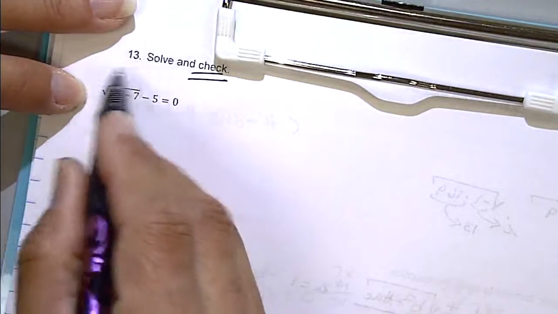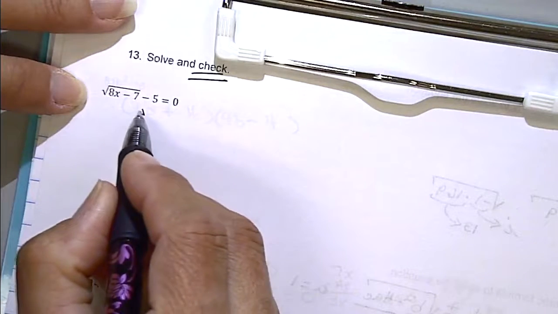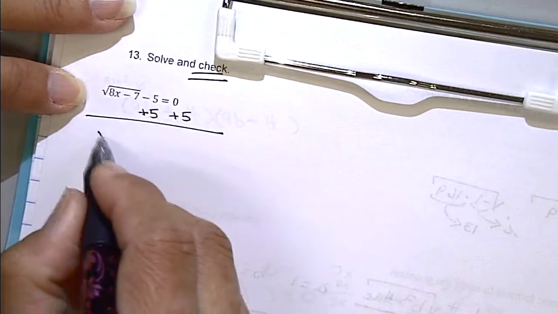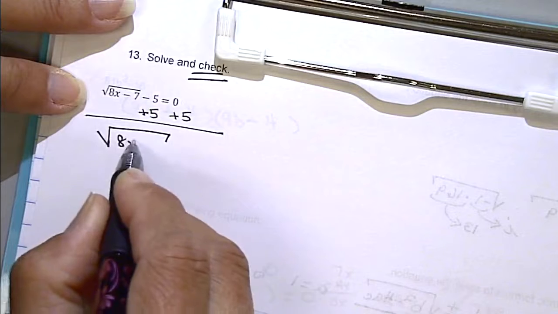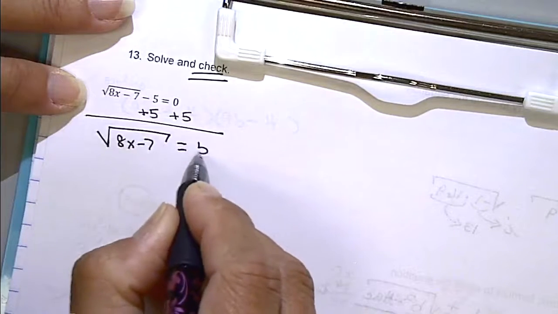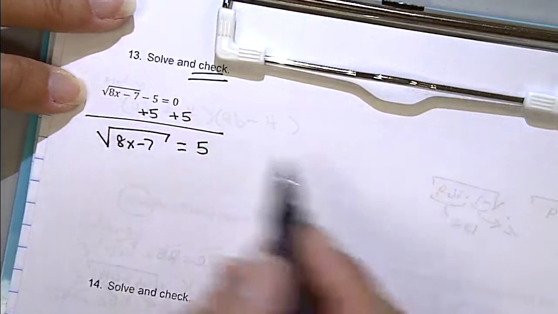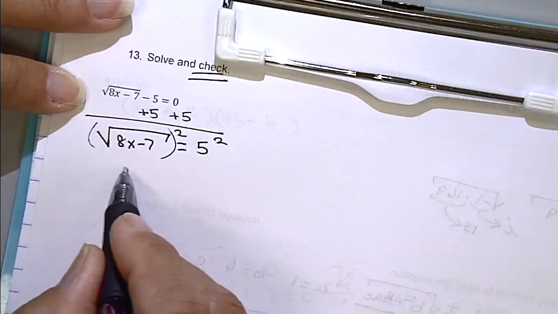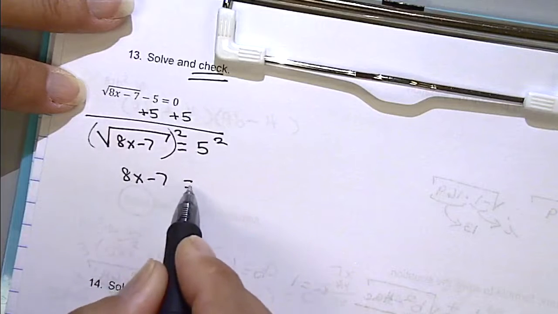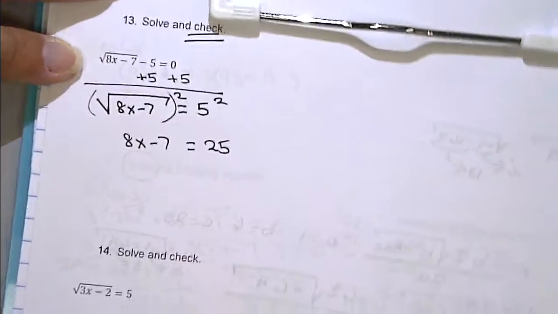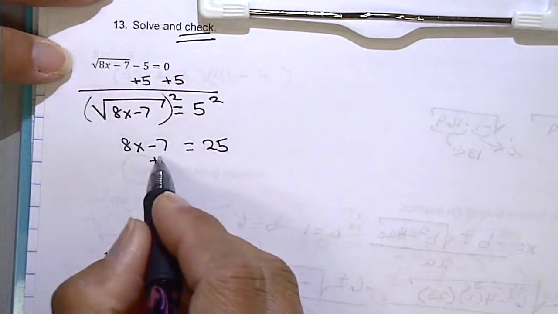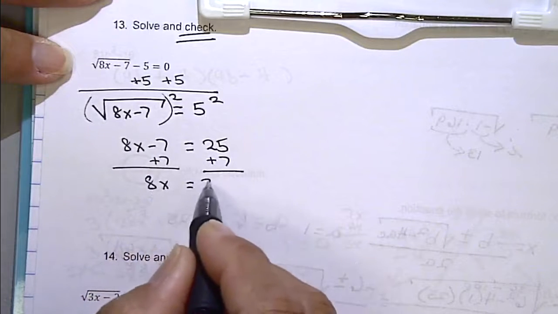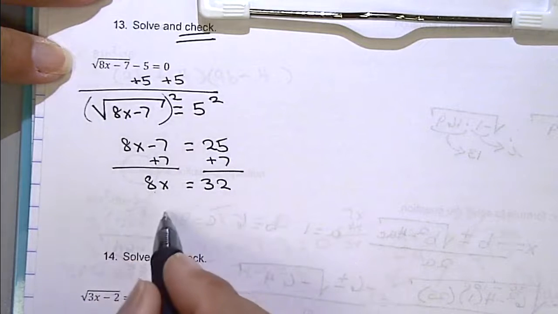First, I have to have the square root on one side. I've got a negative 5 over here messing me up, so I'll add 5 to both sides and get rid of it. And my problem becomes the square root of 8x minus 7 is equal to 5. And then I'm going to square both sides. How do I get rid of that radical? I have to square it. Square both sides. I now have 8x minus 7 is equal to 25, and this is a simple one for me to solve. I will add 7 to both sides, and I have 8x is equal to 32. Well, that made it really easy. Divide both sides by 8.